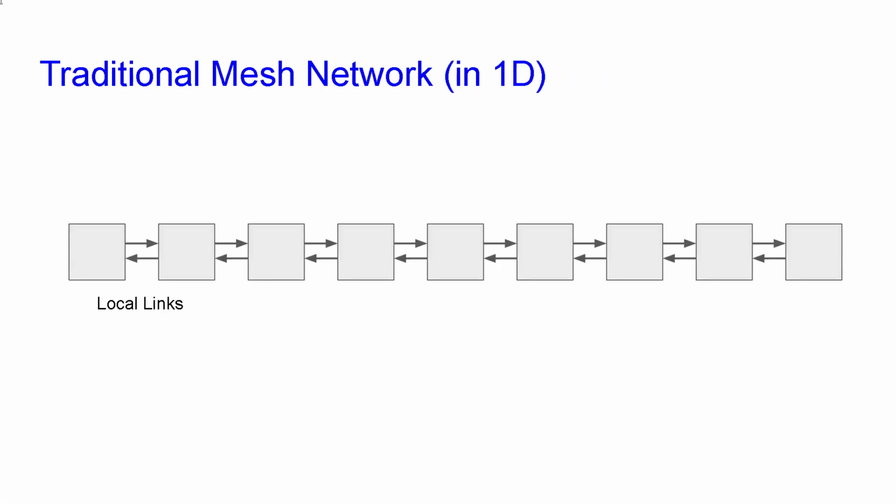Here we are showing a row of tiles connected by bidirectional links as an example of a basic mesh network. I am only showing a single row for simplicity, but we can imagine there could be multiple rows and links going north and south as well. Since these links are only connecting to the nearest neighbor tiles, we'll call them local links.